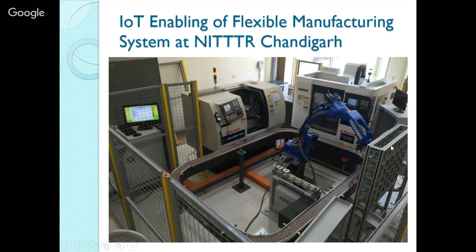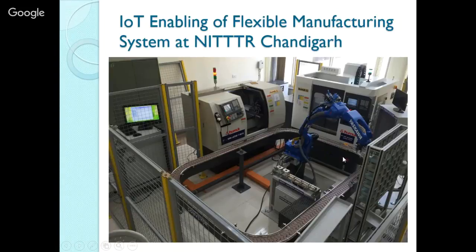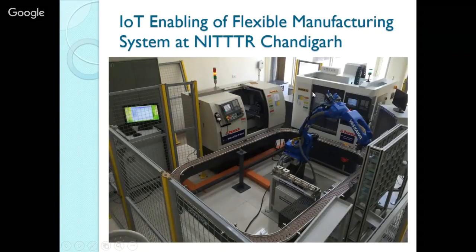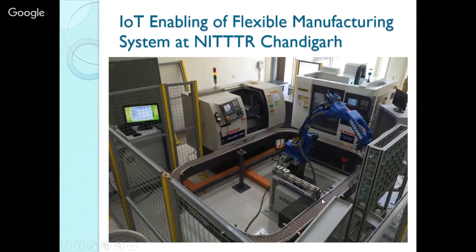The system also has an automated storage and retrieval system and an image processing based quality control workstation. The raw material is stored in the ASRS, or automated storage and retrieval system, and there is a robot and a conveyor to transfer the raw material from the ASRS to different machines and transfer the finished product back to the ASRS. This is the industrial robot, and this is the conveyor. So we have a CNC lathe, a CNC milling 2, a quality control station 3, a robot 4, and a conveyor 5. So basically 5 things are there.